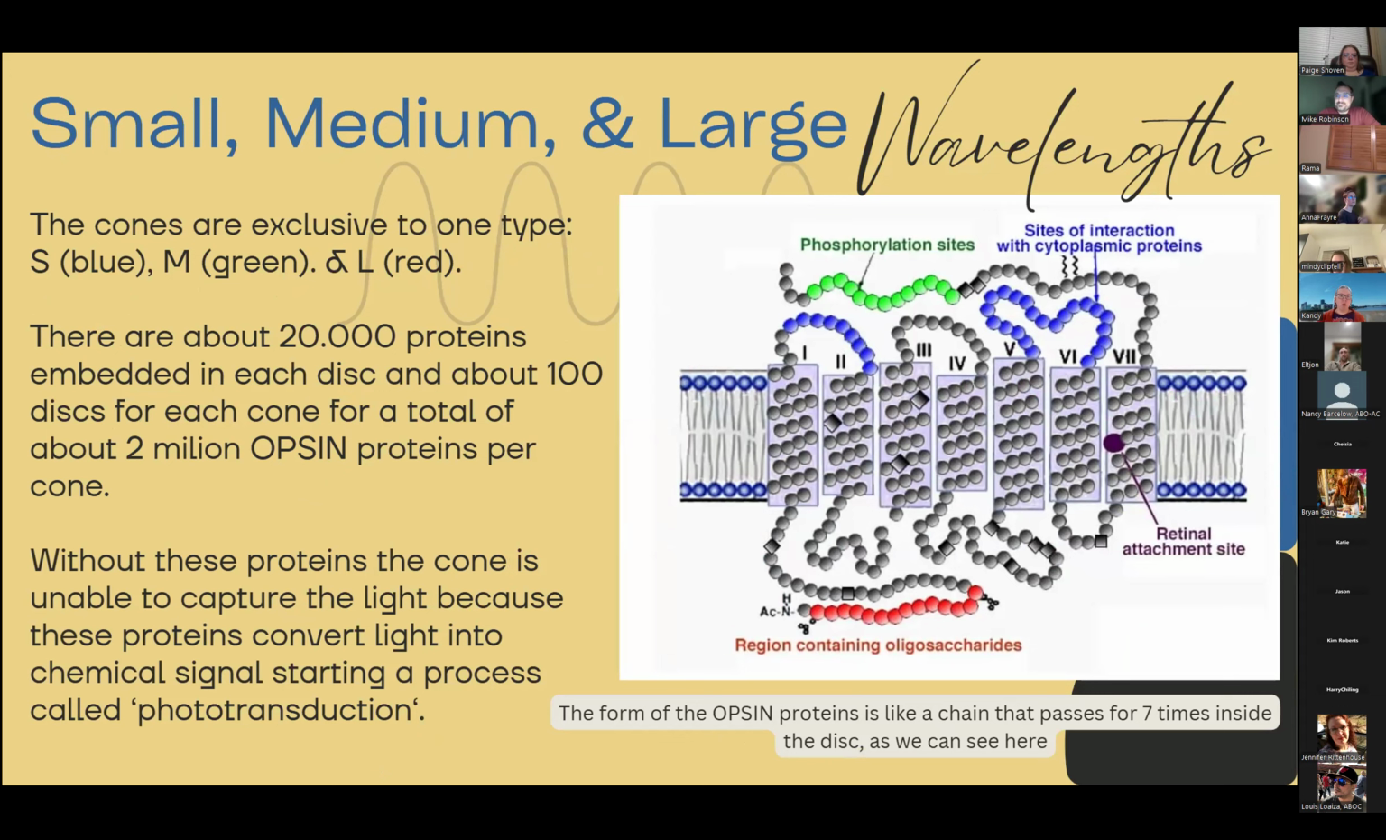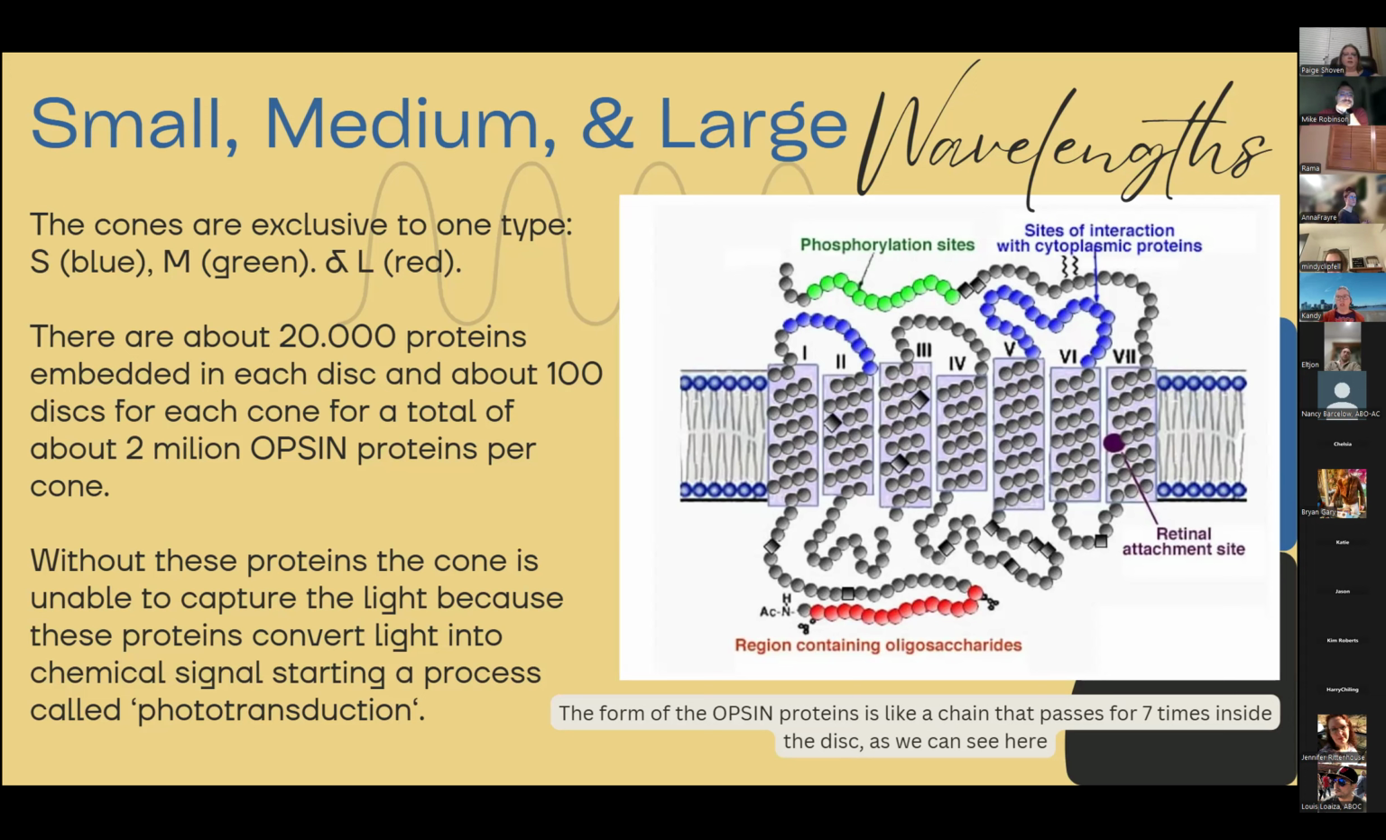There are about 20,000 proteins embedded in each disc and about 100 discs for each cone. So there's a lot going on in the back of that eye. Without these proteins, the cone is unable to capture the light, because that's what converts the light into the chemical reaction causing the color phototransduction. And this image says the opsin proteins have to pass through 7 times inside the discs to get the color that we perceive per cone. That's a lot. There's a lot going on in there.